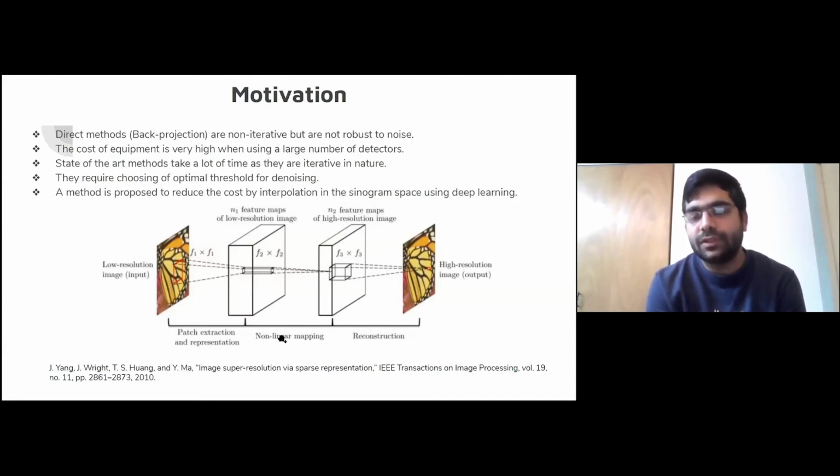So what we have done is we have used a simple architecture. This is the basic architecture of a super resolution network. It takes a low resolution input image, passes it through two convolution layers, and then trains it on a high resolution output image.